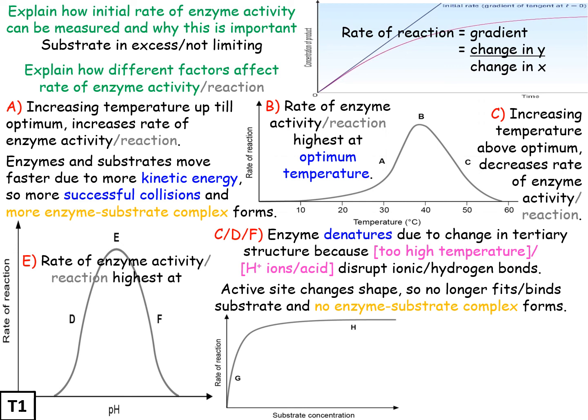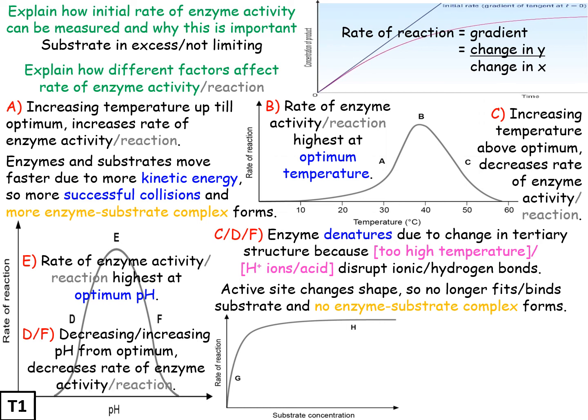pH is slightly different because first, if you look at E, you could see that the rate of enzyme activity is at the highest at the optimum pH. However, if you were to decrease or increase the pH from the optimum, so it doesn't matter which direction it is, whether you decrease the pH, which makes it more acidic, or you increase the pH, making it more alkaline, or less acidic, you then decrease the rate of reaction, the rate of enzyme activity.